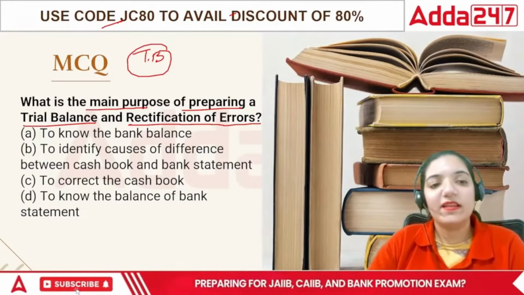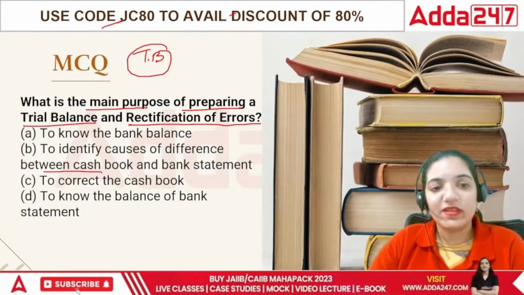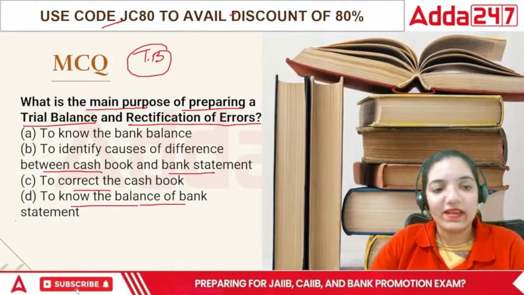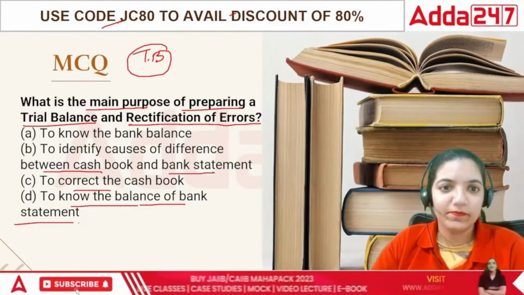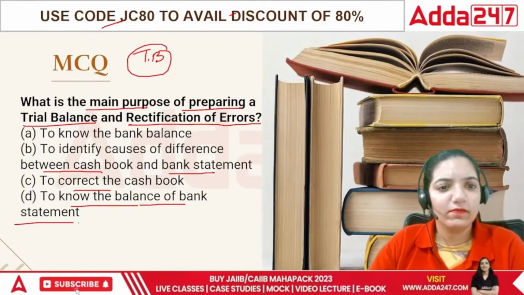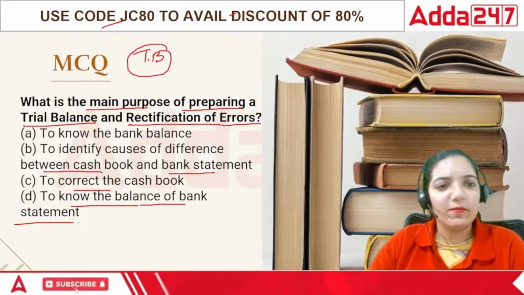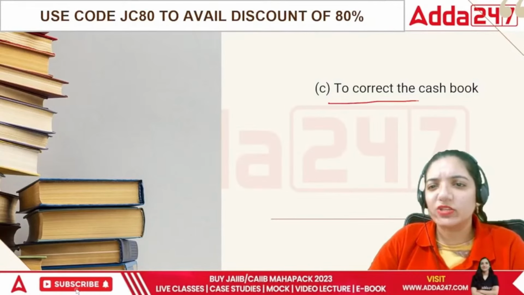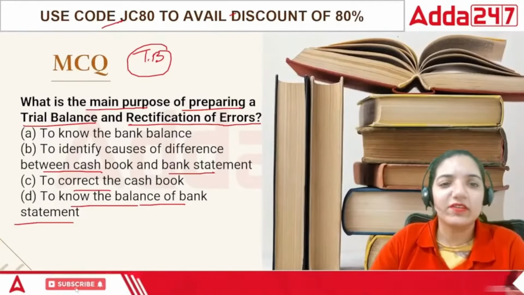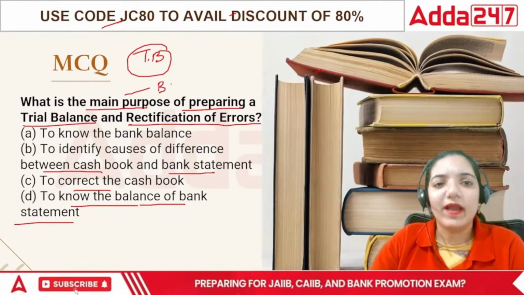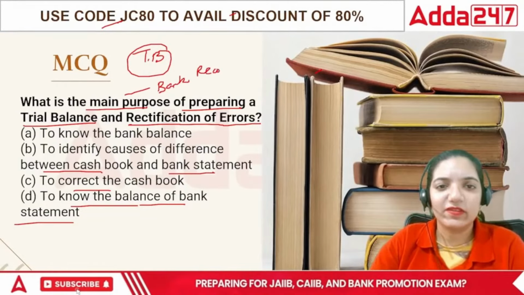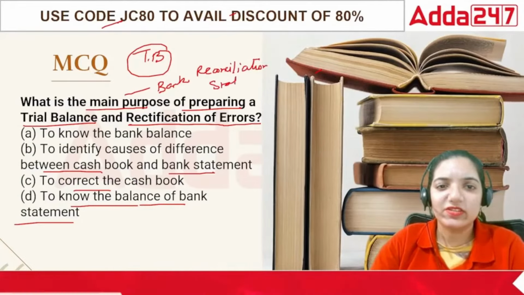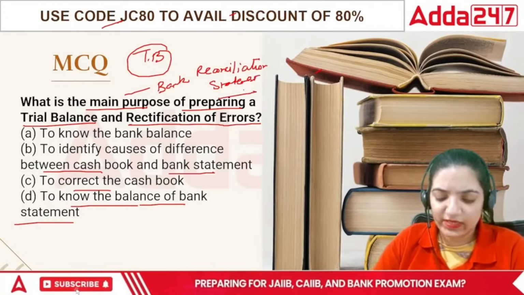To know the bank balance, to identify the causes of difference between cash book and bank statement, or to correct the cash book, or to know the balance of the bank statement. When we are preparing trial balance and errors, actually we do not look forward to anything. We are to correct the cash book? No. This is bank reconciliation statement. The question has to be changed. We prepare bank reconciliation statement for this. The question is wrong. Why do we prepare bank reconciliation statement? We try to do it so that we can correct it.